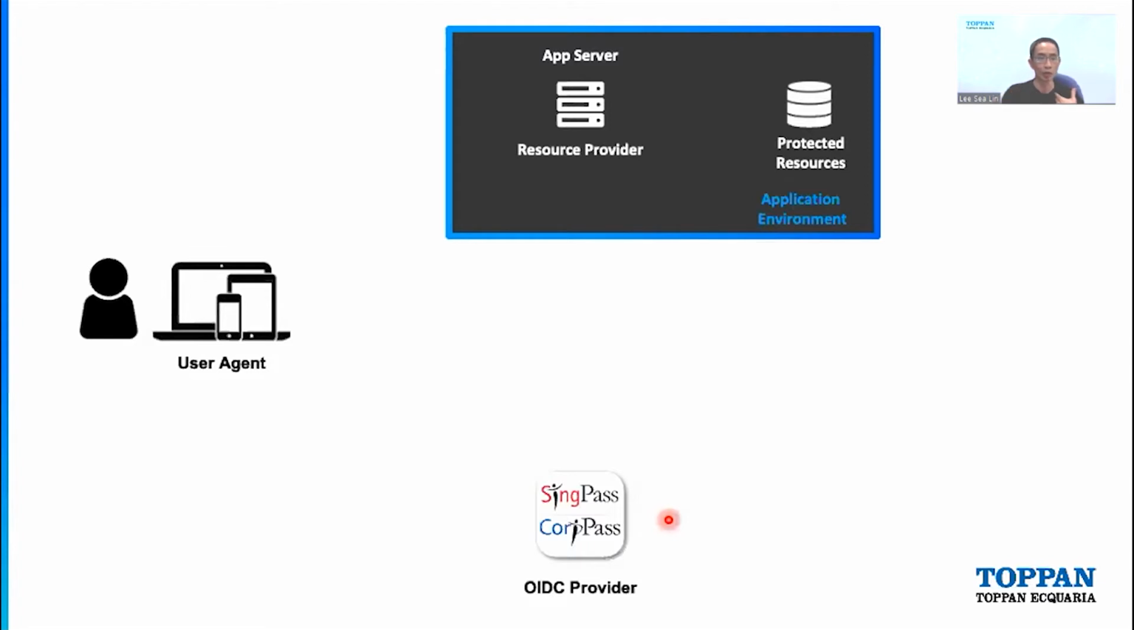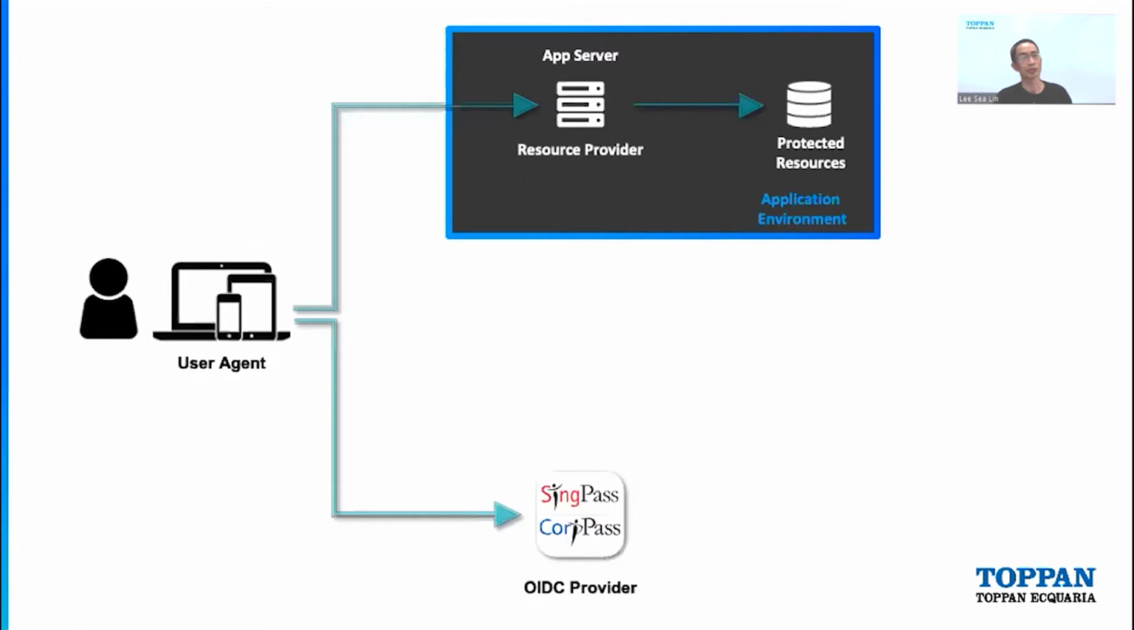So how does the flow work? When a user goes to the resource provider or the system to ask for something, and the system detects that the user needs to be authenticated, it will redirect the user over to SingPass. That's when the user will enter his ID and password, and if he needs to go through 2FA, that will be handled by SingPass as well. After successful authentication by SingPass, SingPass will then redirect back to the resource provider, the app server, with a SingPass token.